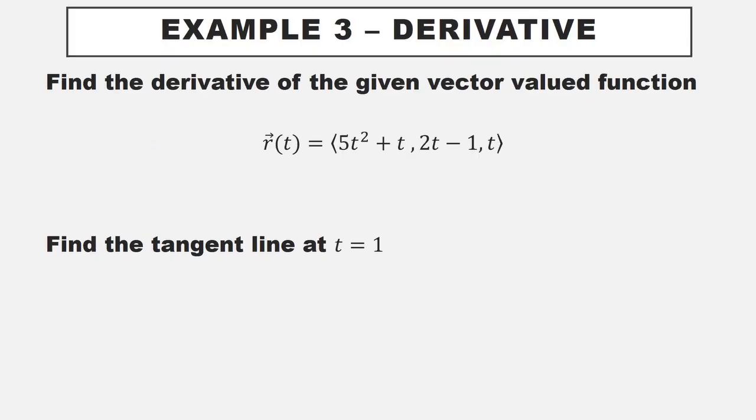So let's take a look at this function. We have the vector valued function r(t), which is the vector 5t squared plus t, comma, 2t minus 1, comma, t. And we want to find the tangent line for that vector valued function at t value of 1. We'll do this algebraically and see how it looks graphically as well after we do it algebraically.